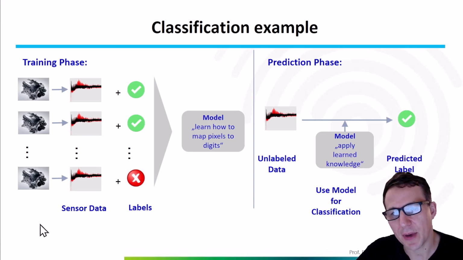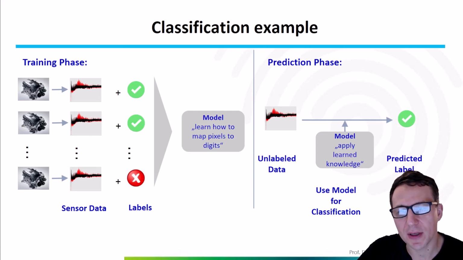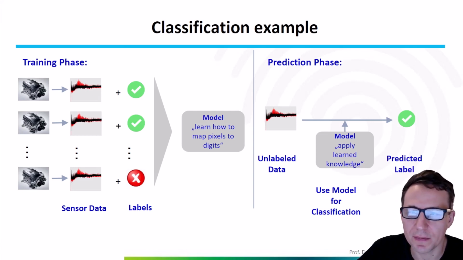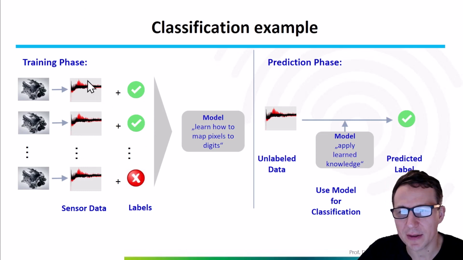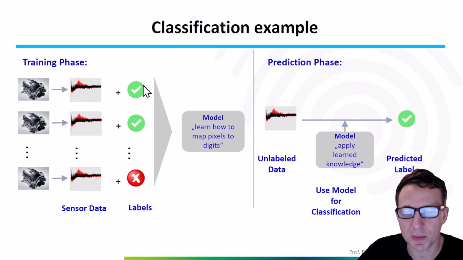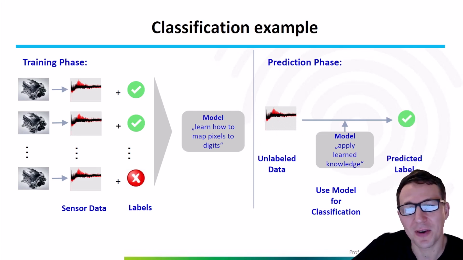So you end up with a bunch of sensor data that was historically visually inspected by mechanics. And then you can use this data, these pairs of sensor data and labels produced by humans, in order to train a model. Okay. Then, if you have a model, you can use the unlabeled sensor data in order to predict the label, which hopefully is as good as the labels from the human, or maybe even better.